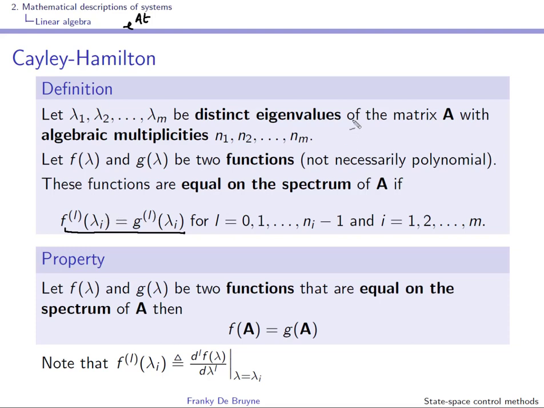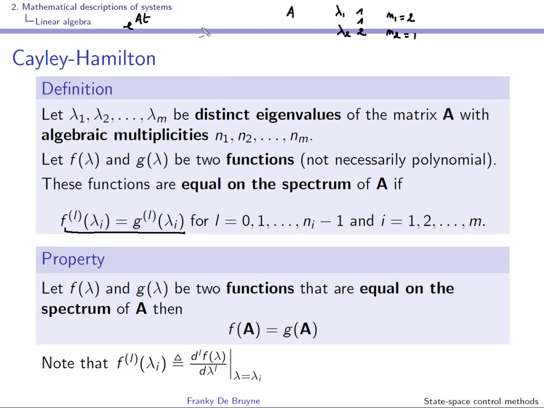So let us take an example of a matrix that has three eigenvalues. We have lambda 1, an eigenvalue 2 times, so the algebraic multiplicity here is 2, and then we have another distinct eigenvalue which has a multiplicity of 1.